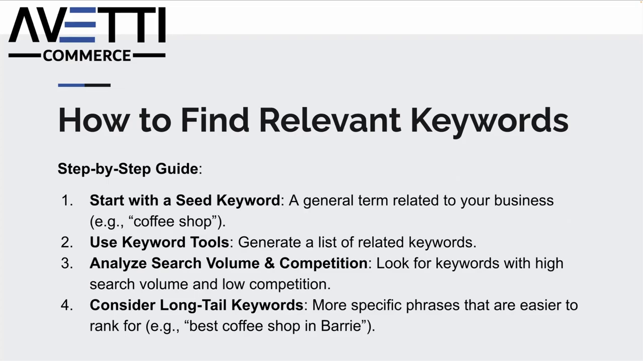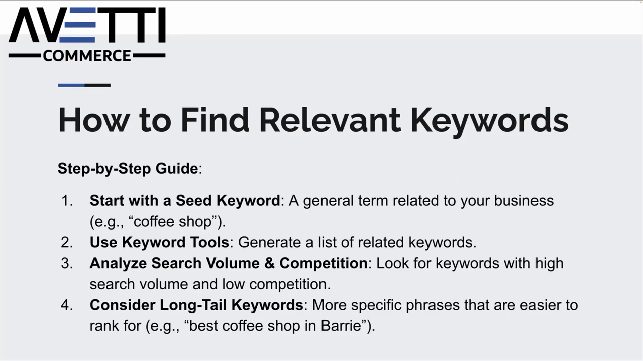Number 4 is consider long tail keywords, more specific phrases that are easier to rank. For example, best coffee shop in Bari. Now, most of the long tail keywords are targeting specific locations. Like for example, this keyword in this slide says best coffee shop in Bari. Why did it add the keyword in Bari? Because the user is trying to search for a local coffee shop around the Bari area.